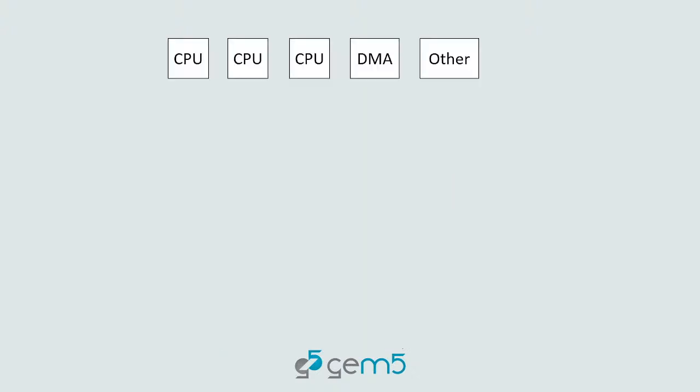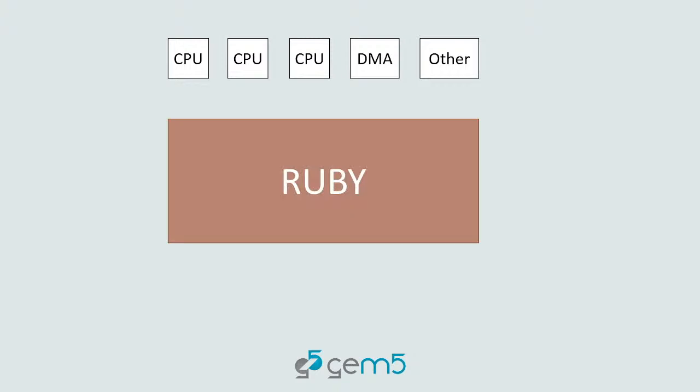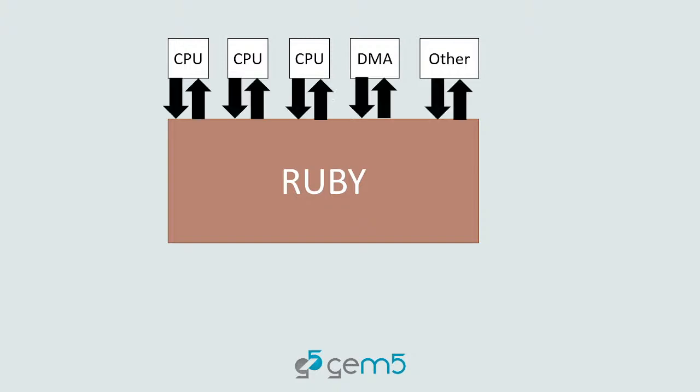Okay, so let me remind you again how Ruby works. So we have a bunch of requesters, things like CPUs, things like DMA engines, and there might be other requesters as well, like maybe GPUs or other devices. Then there's Ruby, which is where we're going to implement the logic for all of these controllers.